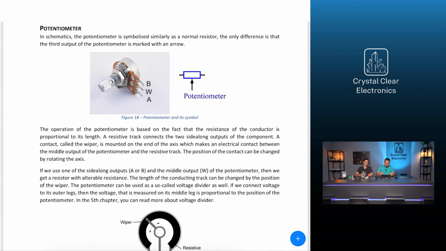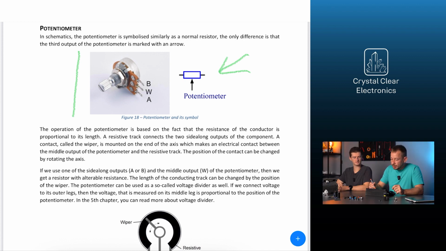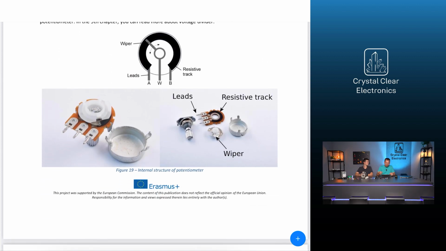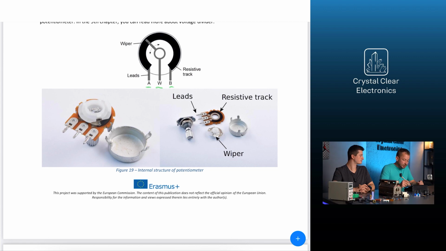In schematics, the potentiometer is symbolized similarly as a normal resistor. The only difference is that the third output of the potentiometer is marked with an arrow. If we use one of the side-along outputs, A or B, and the middle output W of the potentiometer, then we get a resistor with alterable resistance. The length of the conducting track can be changed by the position of the wiper.